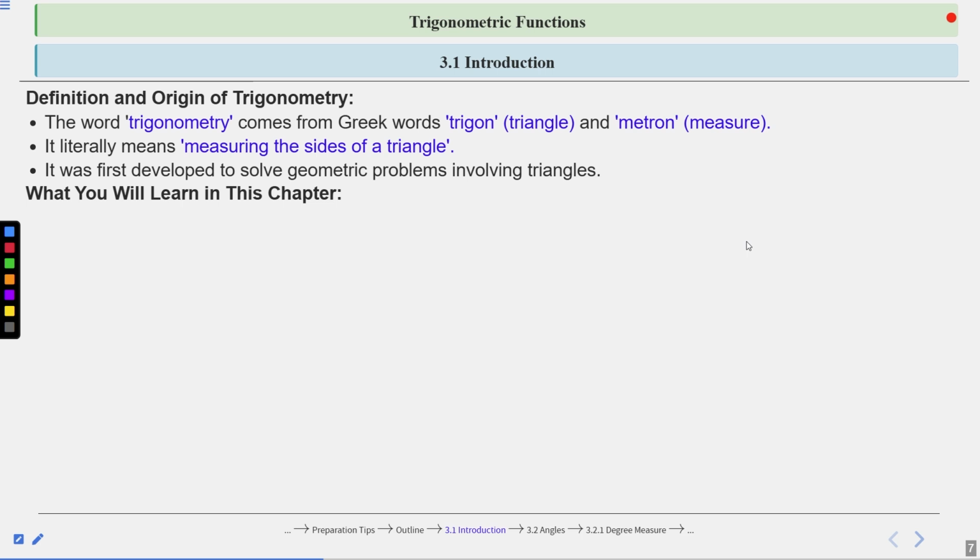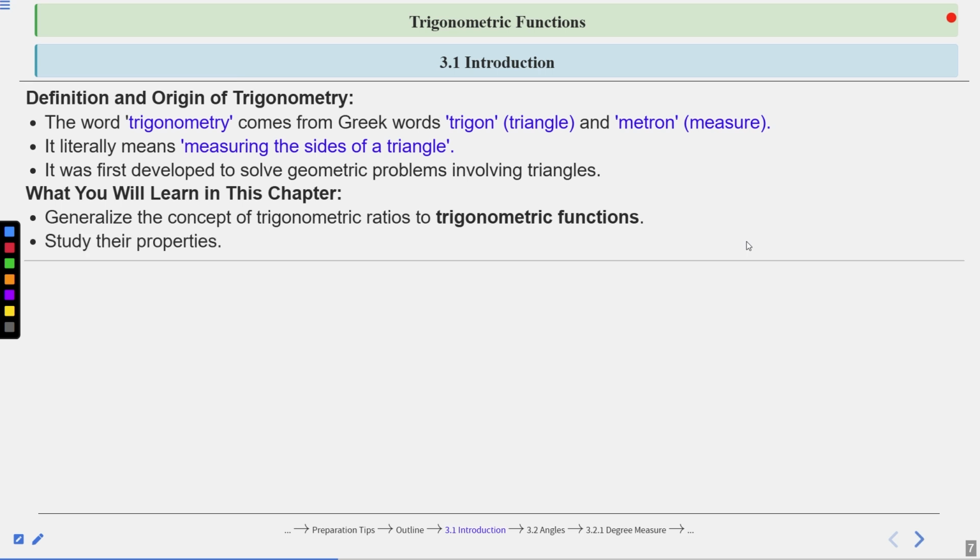So what are you going to learn? Simply the generalization of the concept of trigonometric ratios to trigonometric functions. In previous classes, if you recall, you have seen trigonometric ratios. Now in this specific chapter, trigonometric functions, you are going to see how we generalize this trigonometric ratio concept to the trigonometric function concept. And obviously we are going to study their properties like periodicity.